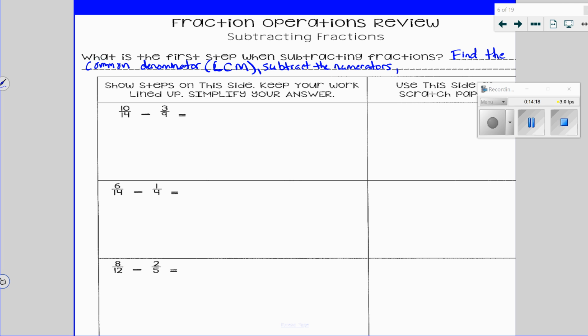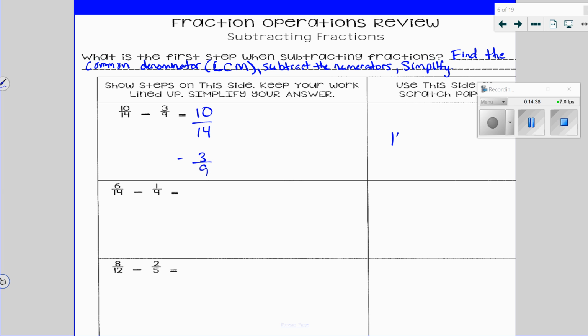And last, simplify. Any questions? All right, so let's start. I like writing mine as an actual subtraction problem. If you don't like that, that's fine.